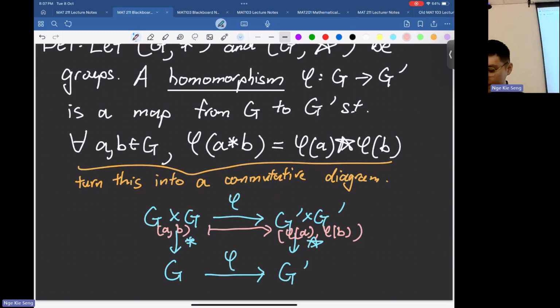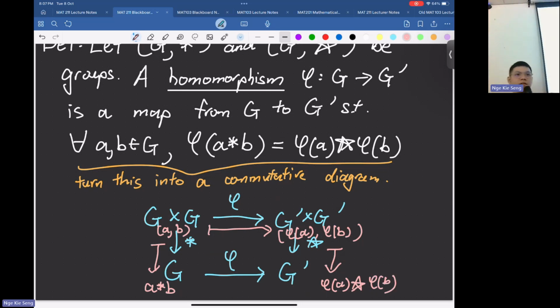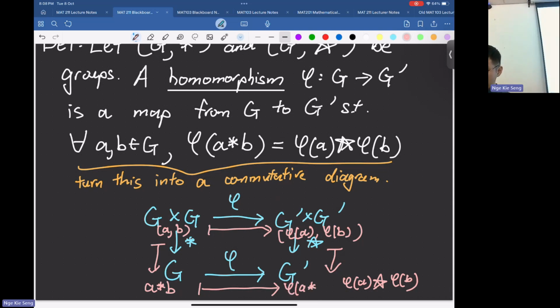But if we go down, both go down at the same time, what happens? AB will get sent to A cross B, and then phi A, phi B will send to phi A star phi B. Correct. But we have one more arrow to do. So this phi here will send A star B to where? Just phi of A star B.